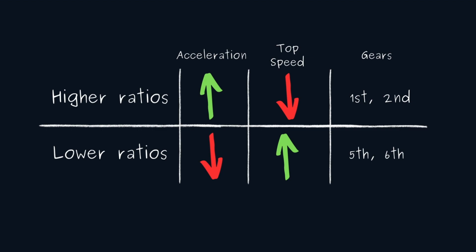The opposite applies for lower gear ratios. They are harder to turn, and so they accelerate more slowly, but because we need less turns of the engine for one turn of the wheels, it means that they will have a higher top speed, so we will generally use these in higher gears where this is more important. That's enough theory for now, I think. Let's go and put this into practice.